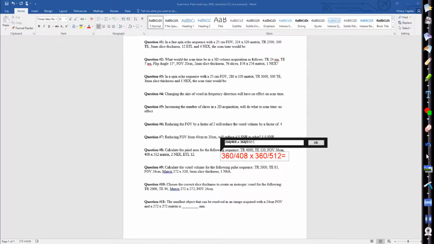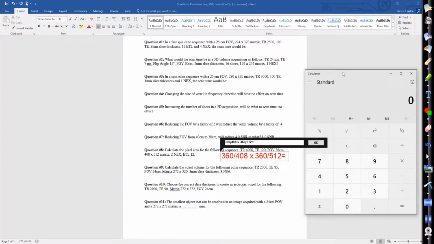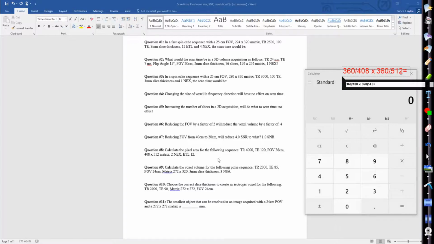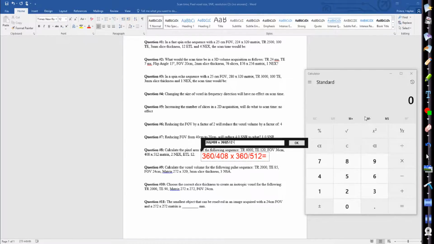Quick question. On the formula study guide for pixel area, it says just multiply the phase pixel size times the frequency pixel size. It doesn't say anything about field of view. Well, they're skipping one step. The phase pixel size is field of view divided by the number of phase encoding steps. So they're just kind of reducing that down into a simpler version.